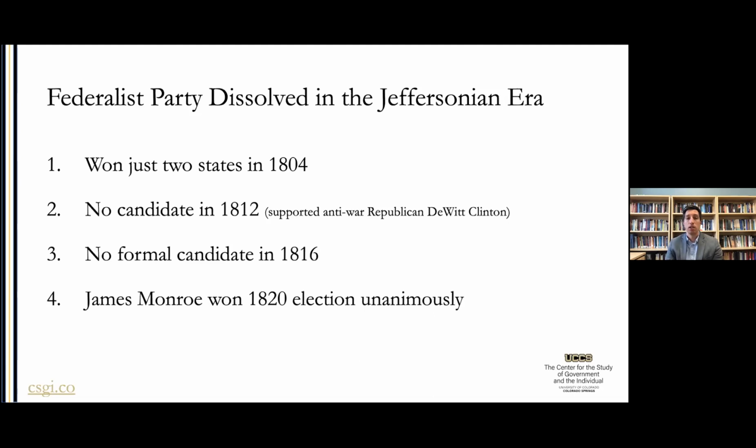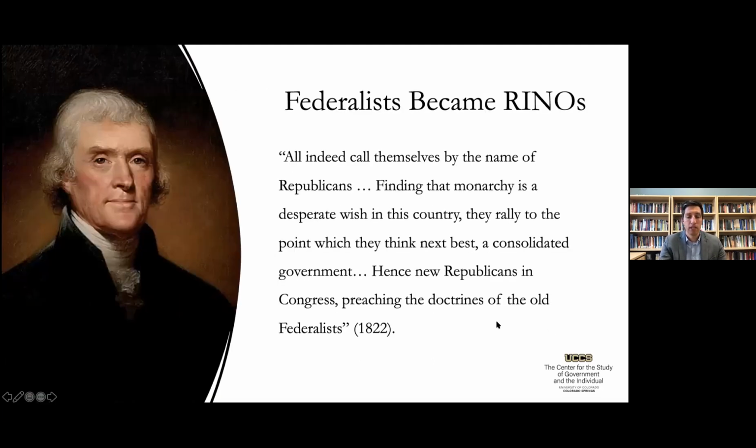Instead, the incumbent president, James Madison, was challenged by another Republican, DeWitt Clinton, an anti-war Republican, critical of Madison's prosecution of the War of 1812. The Federalists didn't nominate a presidential candidate in 1816, and in 1820, Madison's successor, James Monroe, won the election unanimously. And so the Federalist Party went away, and it was really just the Republican Party left. But as we said, it's really impossible for parties to entirely disappear, even if everyone uses the same label.